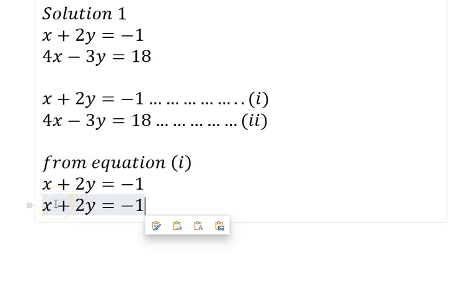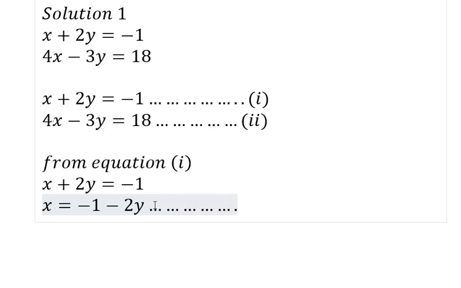We want to do the substitution method. Let's make x stand alone. By implication, it means we're going to transfer this 2y across the equality sign, and the sign will change to minus 2y. That means this 1 has gone to the other end. So x is now minus 1 minus 2y. That is the value of x. So let's call this one equation 3.